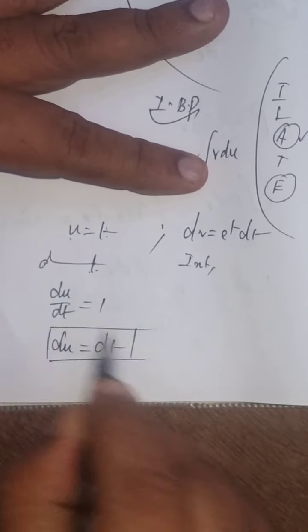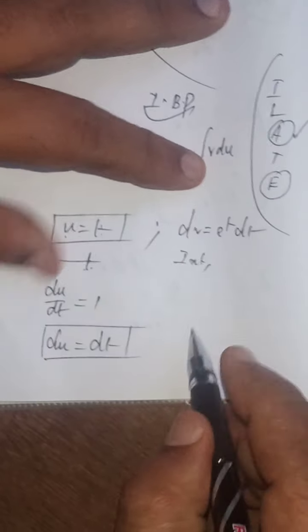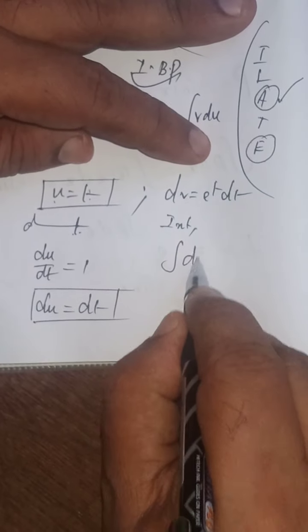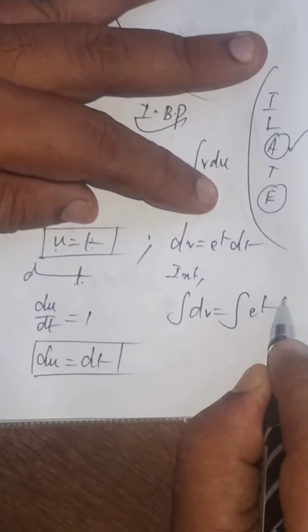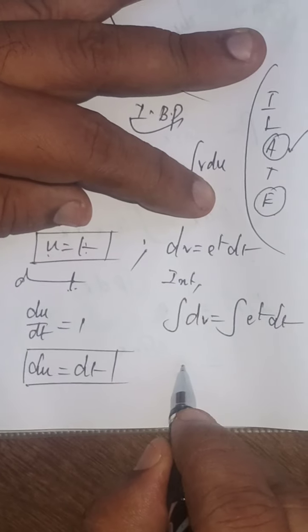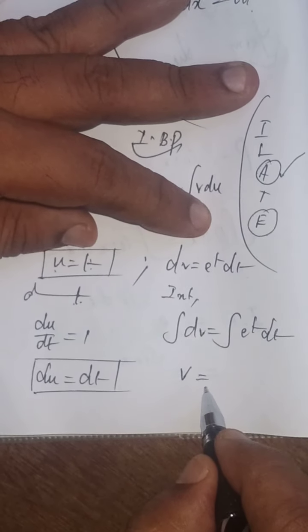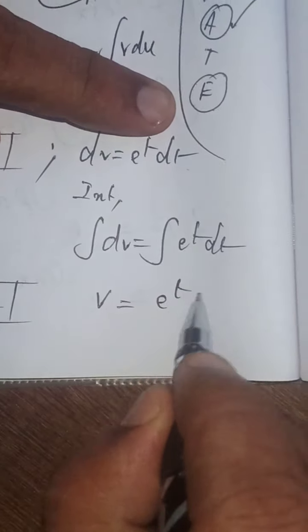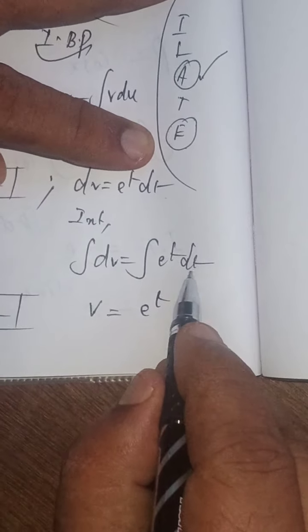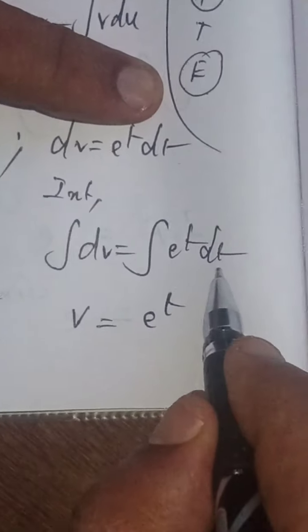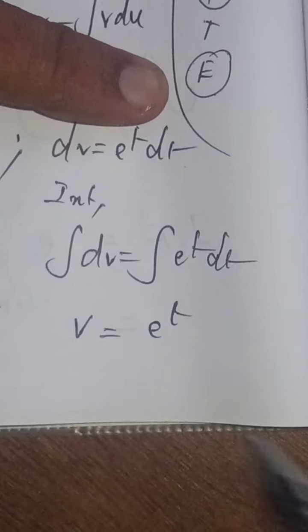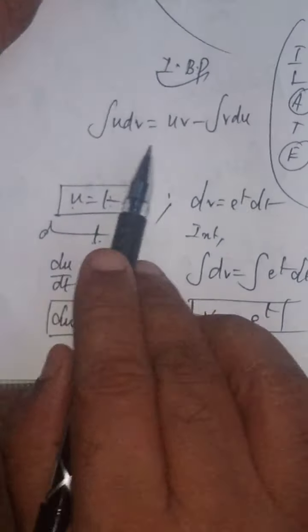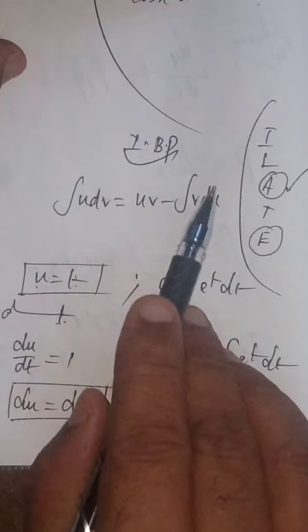So we need du, we need u, and then we need v. For getting v, we have to integrate on both sides. Integral dv equals integral e power t into dt. Integral dv, you know very well, is v. Then e power t dt is e power t only, because the integral of e power x dx is the direct formula e power x. Instead of x we have t, therefore e power t. Substitute the values of u, v and du in the right hand side of the formula.